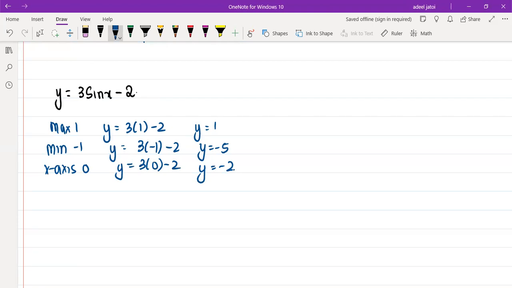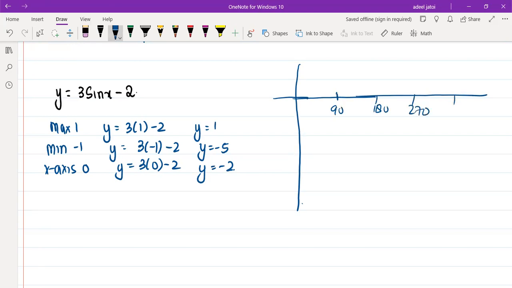Now if I want to create the graph, you need to understand that the values are going downwards. And the graph is only 1 cycle, right? So we will be creating 90, 180, 270 and 360 for the theta. Your maximum value is 1, right? Your new x-axis is at minus 2. This is your new x-axis, minus 3, minus 4, minus 5. So this will be minus 5.